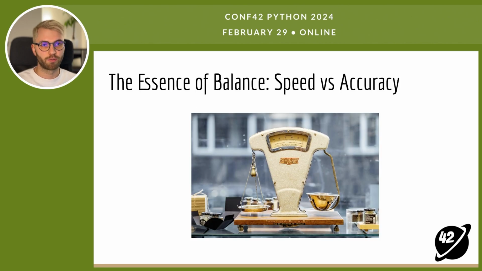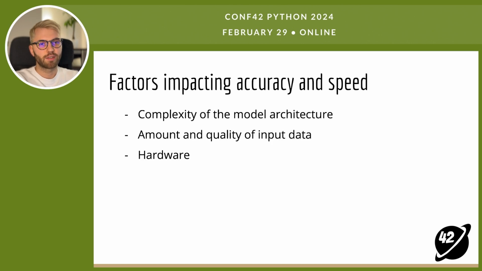So when we talk about model performance, we usually think of model accuracy, how well it can make predictions. However, there is another angle, the speed with which the model creates the prognosis. The main factors that impact the model accuracy and speed are the complexity of the model architecture, the amount and quality of input data, and the hardware. Please note that when I say accuracy, I don't just mean the percentage of the correct predictions. I use it as an umbrella term for all metrics such as F1 score, ROC AUC, IOU, etc.